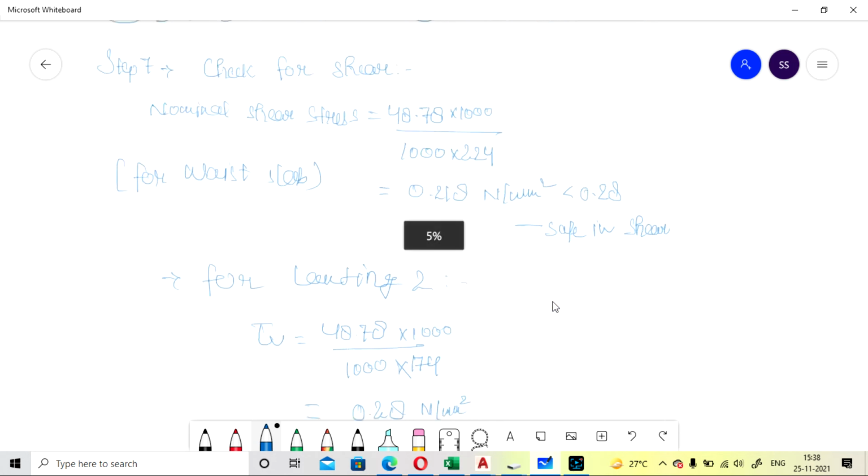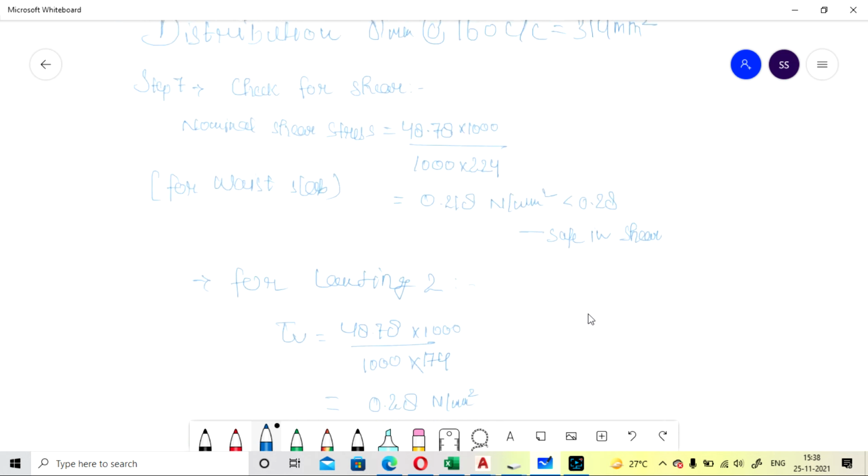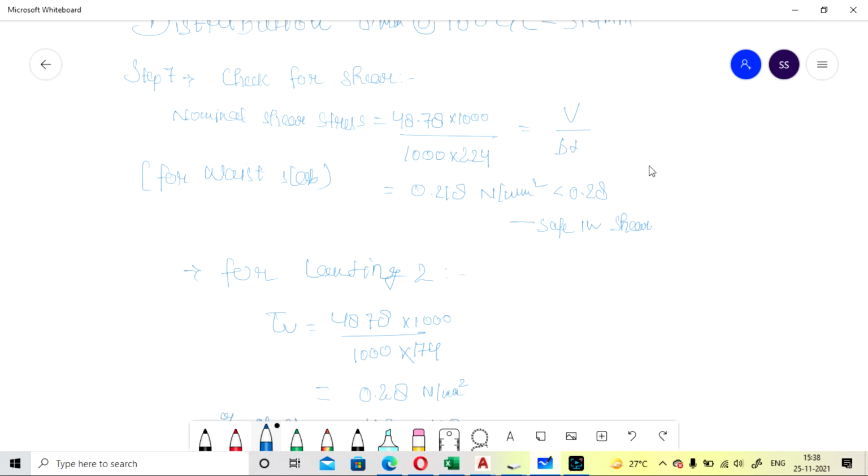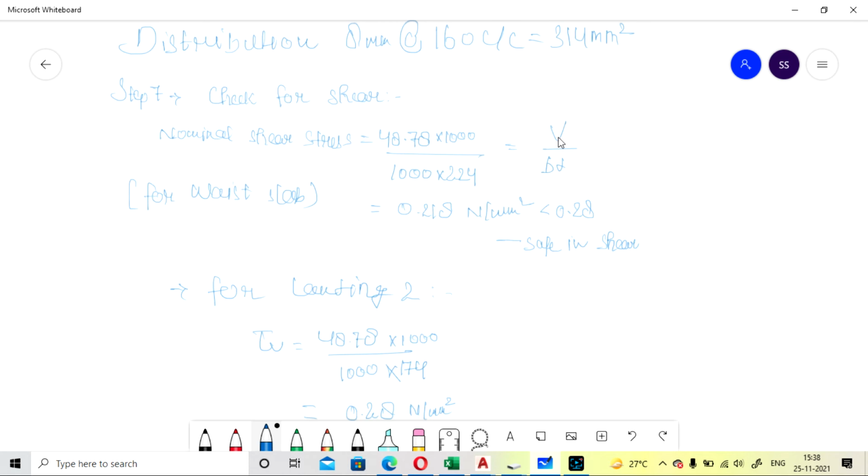Okay, so for shear, what you have to do is go for the nominal shear check, that is tau v. Its formula will be shear force divided by b into d. So shear force is calculated as 48.78 multiplied by 1000 divided by 1000 per meter into 224, that is the effective depth of base slab.